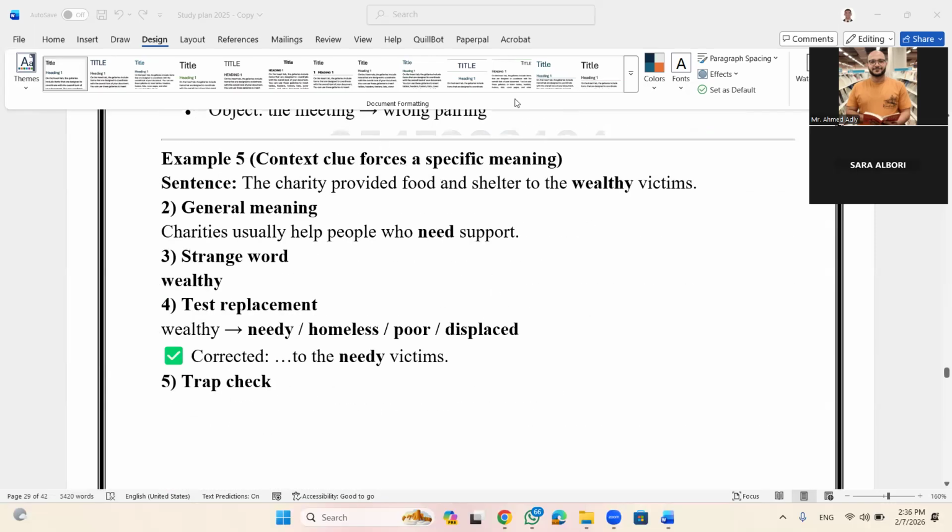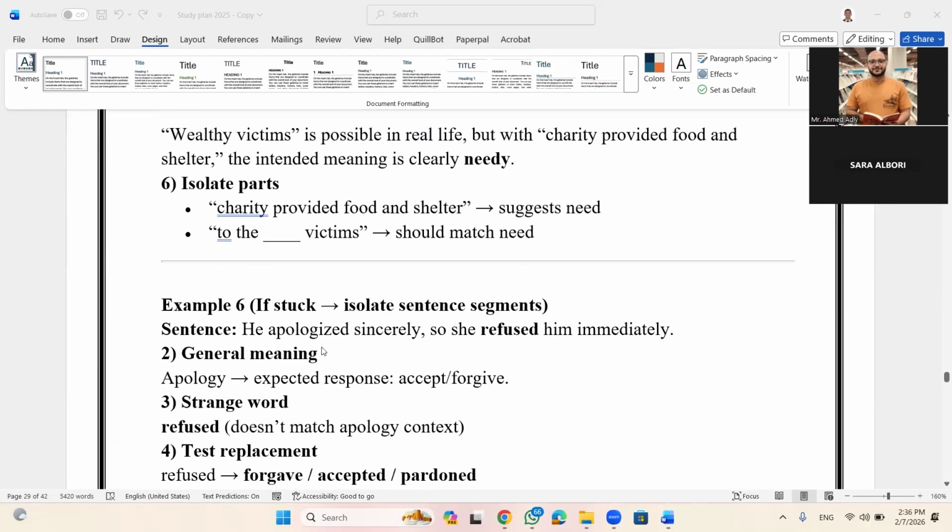Next example. The charity provided food and shelter to the wealthy victims. What is the sentence about? Charity. Perfect. Doing what? Giving food and help to people, victims. Which word does not fit the context here? Wealthy, because charity does not help wealthy people. Can we replace it? Yeah, with needy, displaced, poor, homeless, underprivileged, overtrodden people. All these are words that can replace this one.